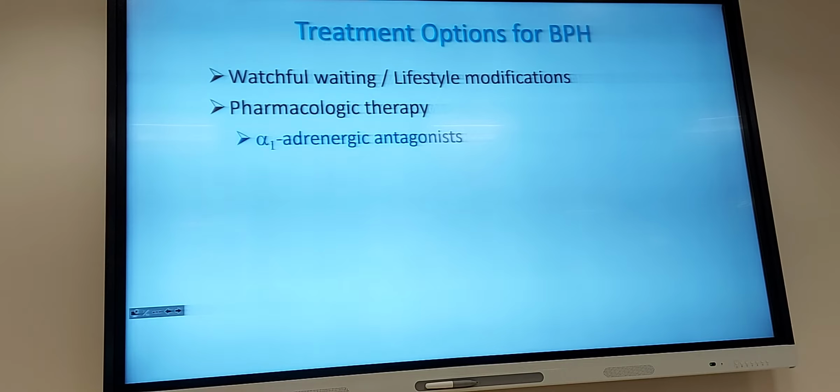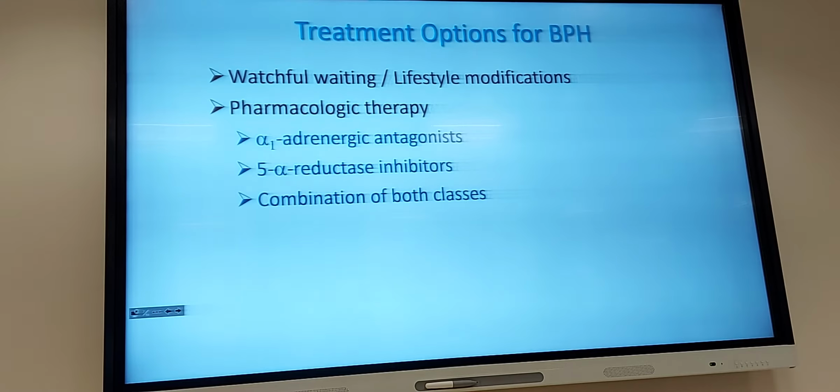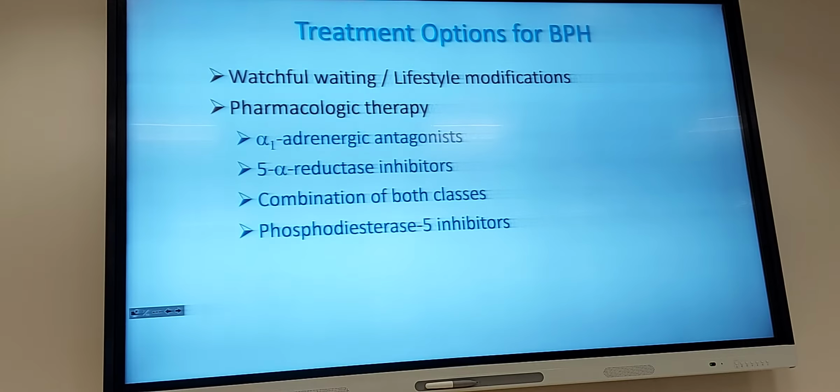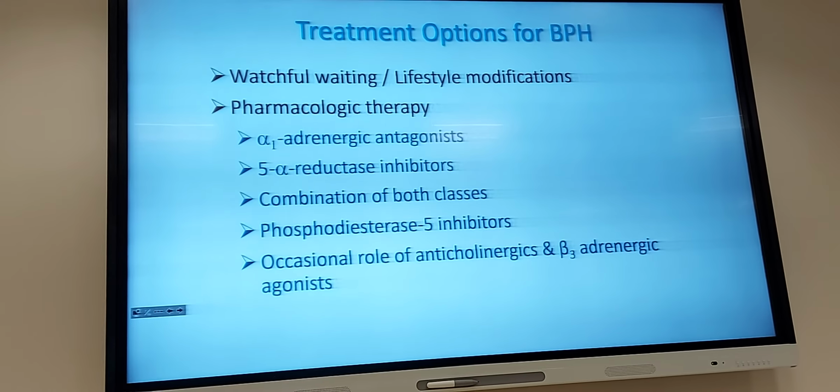In alpha 1 blockers we have some subtypes, and some are selective for a subtype, others are not selective. We'll go over that. So we have alpha 1 adrenergic antagonists, then 5 alpha reductase inhibitors, and then obviously a combination of these two drugs. We will talk about why we combine and the rationale of the combination, and then phosphodiesterase 5 inhibitors, PDE5 inhibitors, which have some role here as well.